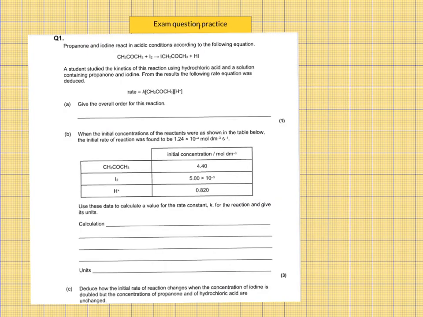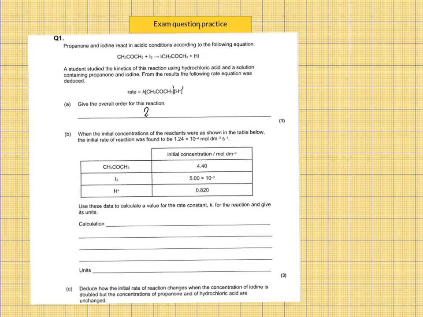We're going to do some exam practice from your independent study booklet. So the first question talks about propanone and iodine reacting in acidic conditions as described in the experiment using the colorimetry. So in this experiment it says give the overall order for this reaction. So that's quite simple because it's first order with respect to the concentration of propanone, first order with respect to the concentration of iodine. So the answer to that is quite simple, it's second order.